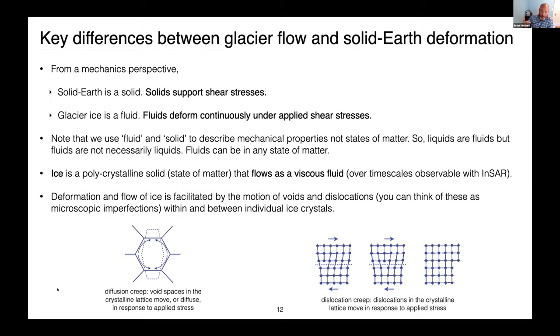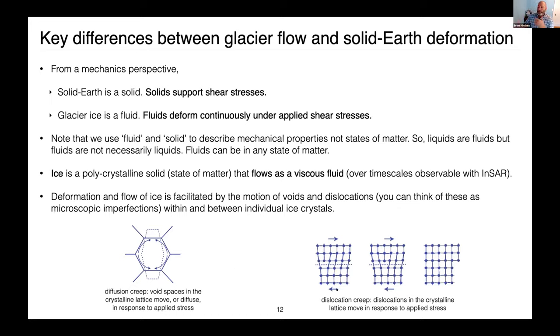Diffusion creep, which is the motion of void spaces within the crystalline lattice. These void spaces move, or diffuse, through the crystalline lattice in response to applied stress. So the material relaxes as these void spaces move through. All materials have void spaces. You cannot have a material, particularly one in steady state, that has no void spaces. It's not energetically favorable to do that. It's most energetically favorable to have at least some void spaces in the material. And then those allow the material to deform fairly readily.